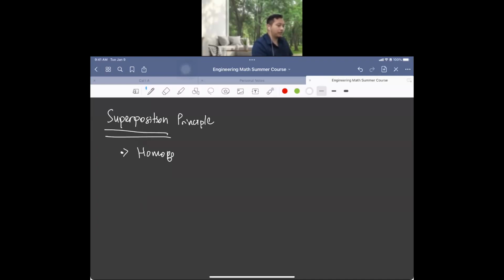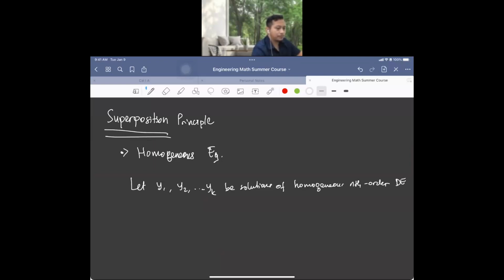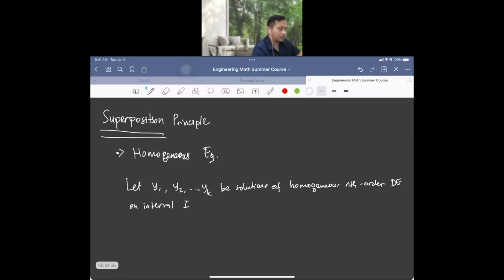Let's say we have the homogeneous equations we are going to observe. First, we are going to see some solutions. Let's say y1, y2, up to yk are the solutions of a homogeneous nth order differential equation on interval I.